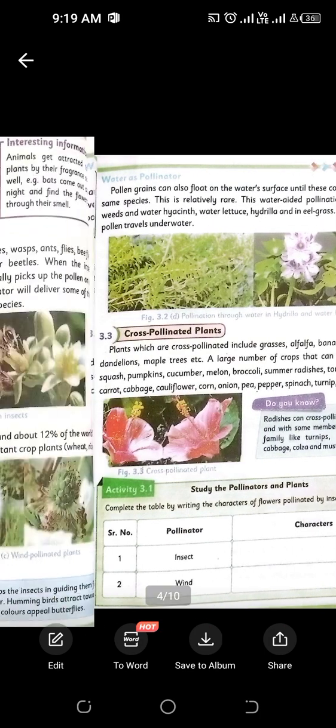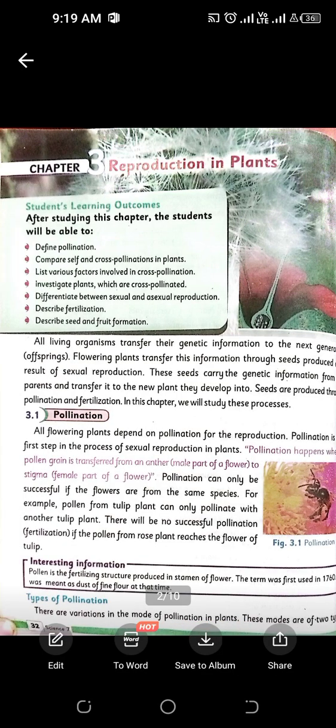Right? So, basically, what is pollination? Pollination is the transfer of pollen from the anther to the stigma. Okay? Anther is what? Anther is a male part and stigma is a female part. So transferring of anther to stigma is known as pollination. Pollination is very important for sexual reproduction, right? So, pollination is the first step in sexual reproduction.